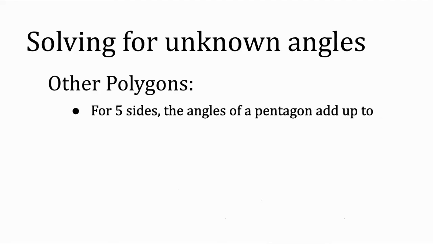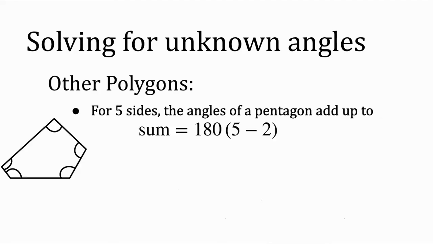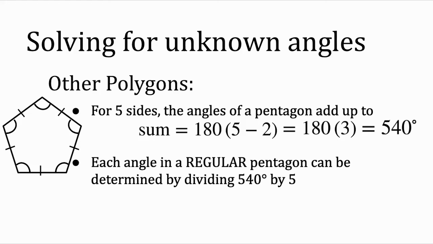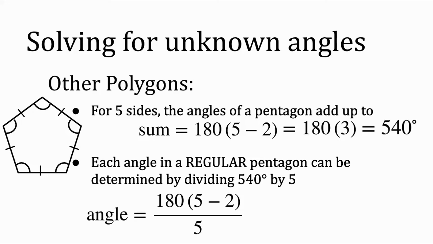For example, a pentagon has 5 sides. 5 subtract 2 is 3. 3 multiplied by 180 equals 540 degrees. So if you've got one unknown angle in a pentagon, you can subtract from 540. A regular polygon is even more special since we know all the angles are equal to each other. In a regular pentagon, we'd take 540, the sum we calculated already, and divide by 5, the number of sides, to calculate that each angle is equal to 108 degrees.